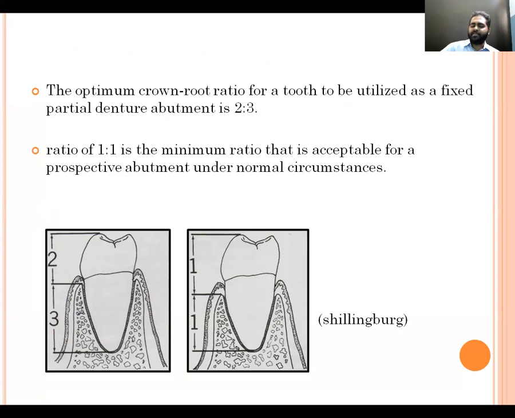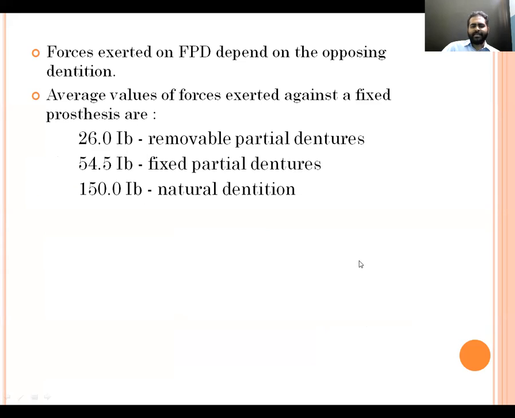It is given in Shillingburg. We can see it in the diagram. For the optimal crown root ratio, the clinical crown is the area from the occlusal surface to the alveolar bone, that is 2, and the root is the length of the root embedded in the bone, that is 3. At least the optimal ratio should be 2 is to 3, and the minimal should be 1 is to 1, as given in Shillingburg. A similar thing was said by various authors.